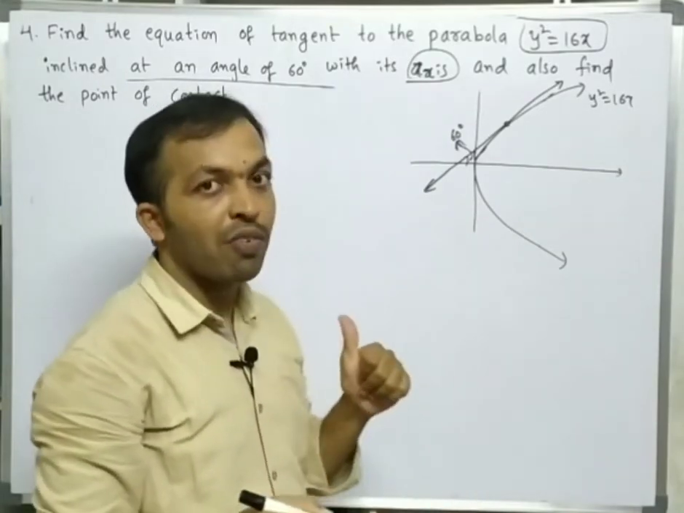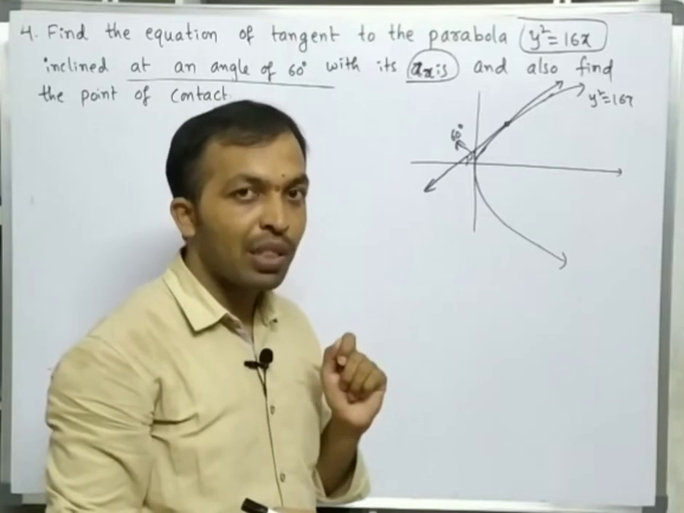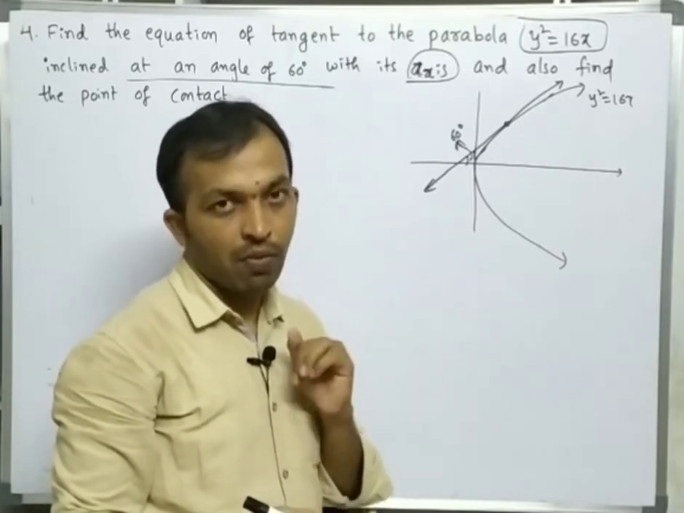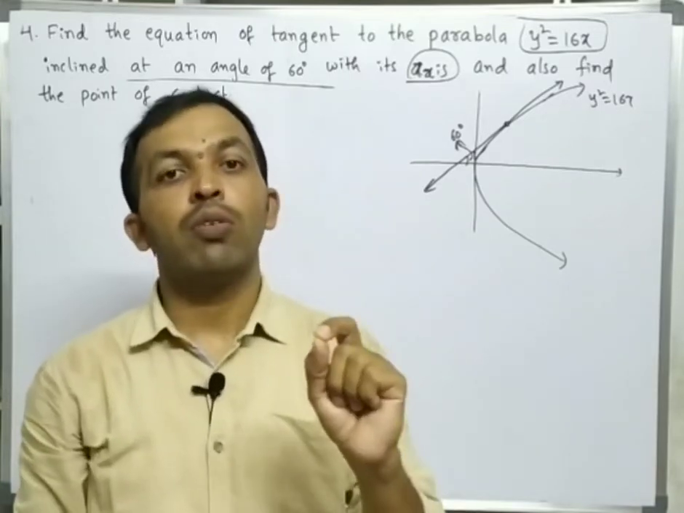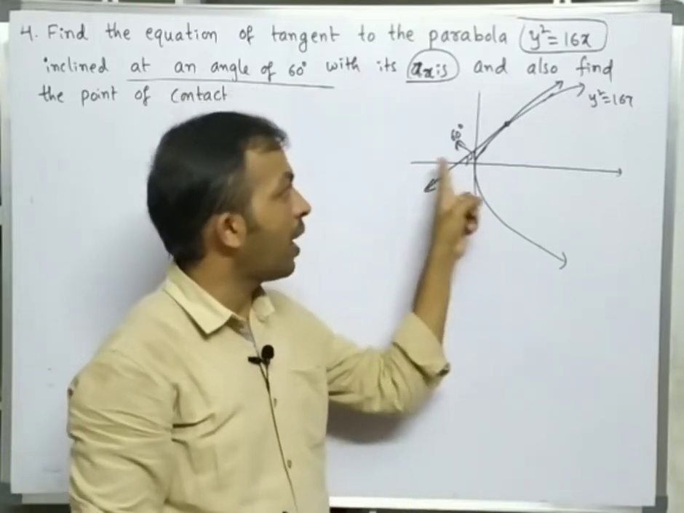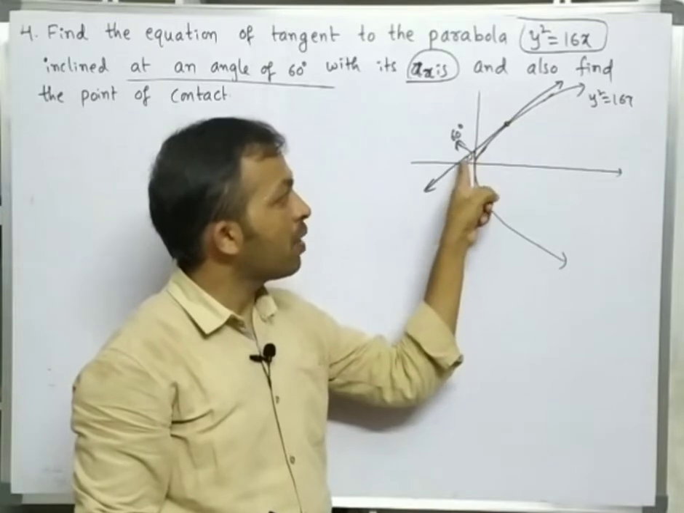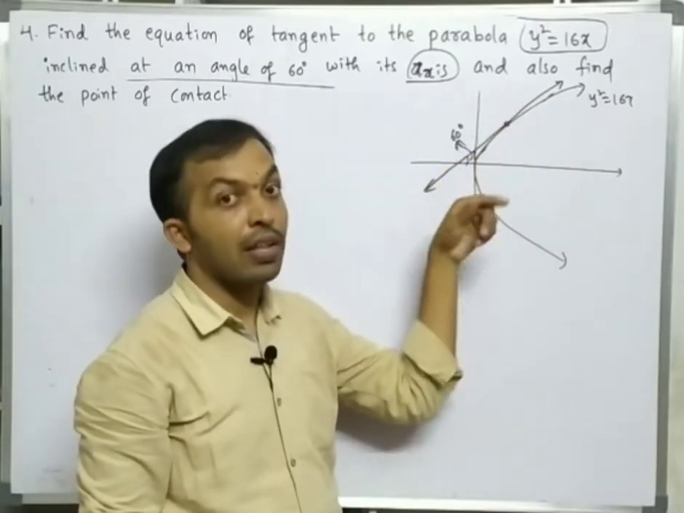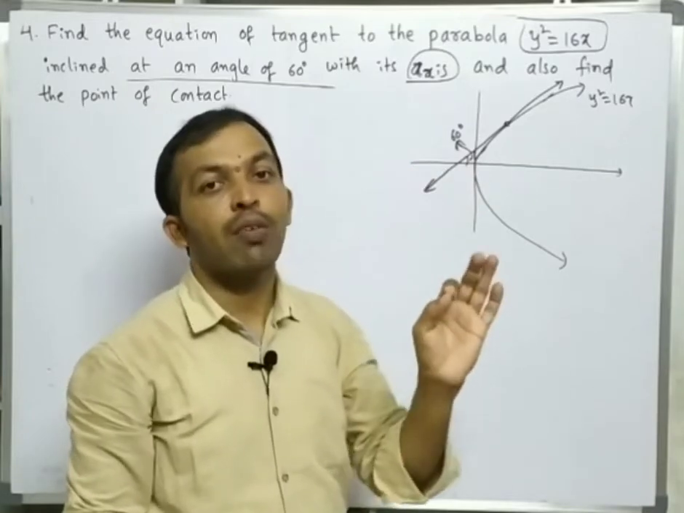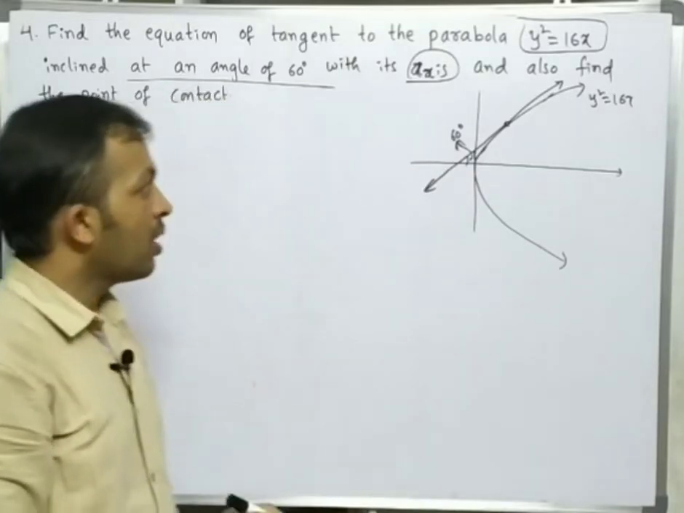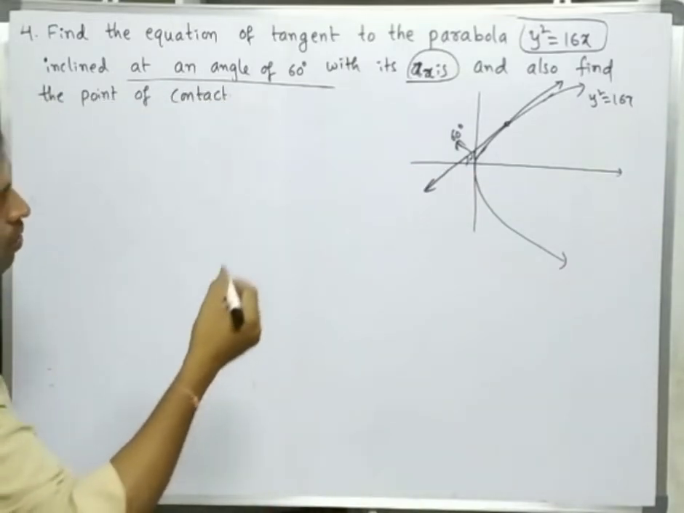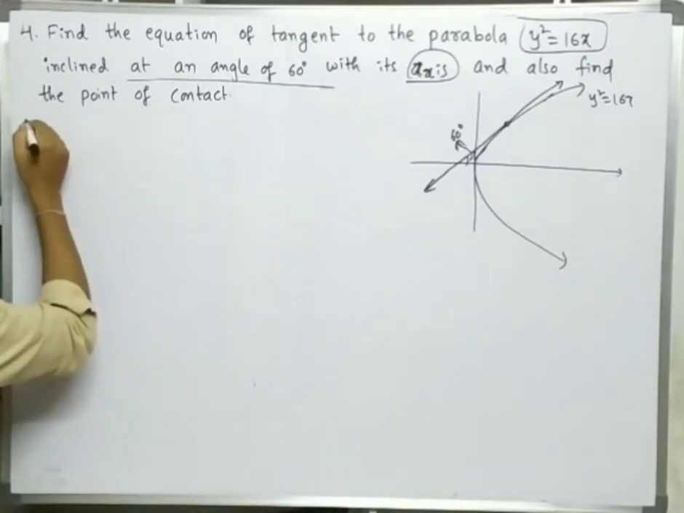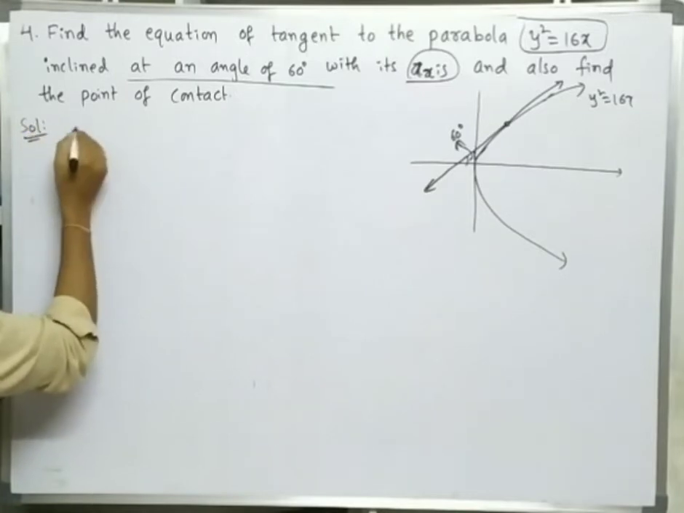How can we find it? This is by using the slope form. How can we get the slope? We have one formula: m is equal to tan theta. If a line makes an angle theta with the positive x-axis, then the slope of the line is m is equal to tan theta. By using that, we will find the equation of the tangent using the slope form. So, solution.